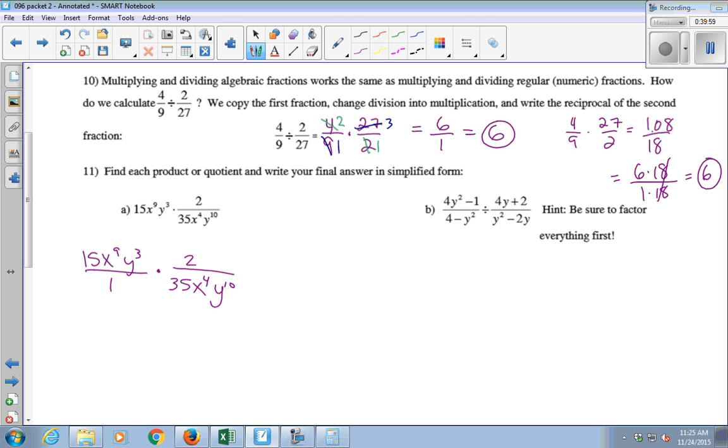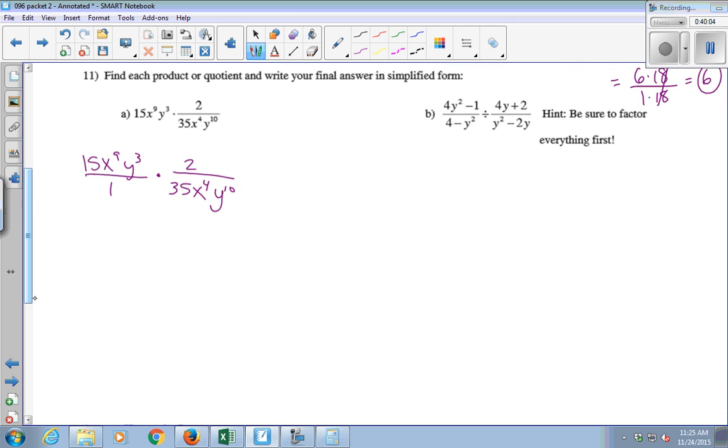General rule for multiplying fractions: multiply the tops and multiply the bottoms. So I can multiply my numbers. 15 times 2 is 30, and then I just have x to the 9th y cubed. And then 1 times anything is just that thing, 35 x to the 4th y to the 10th. Now I have to remember all those exponent rules to simplify it. So let's start by simplifying the numbers. 30 over 35.